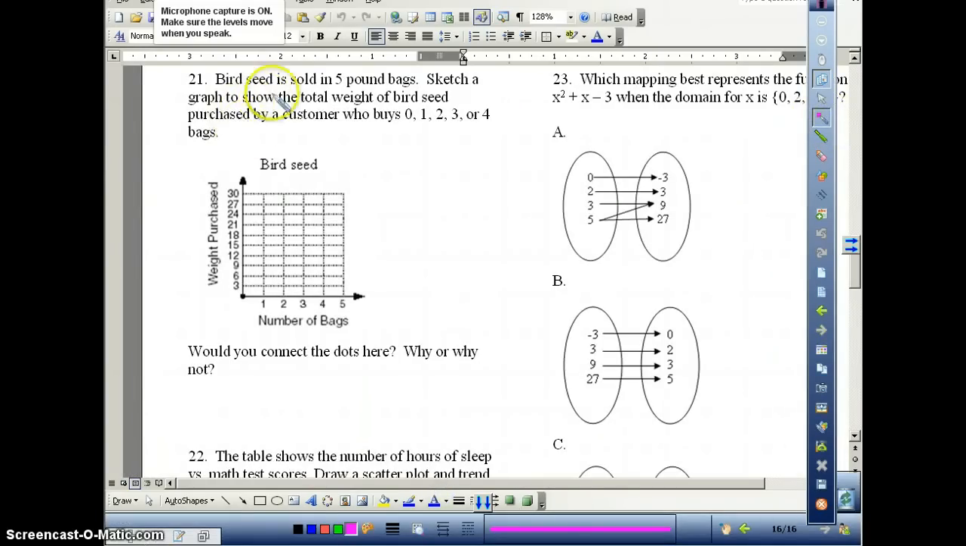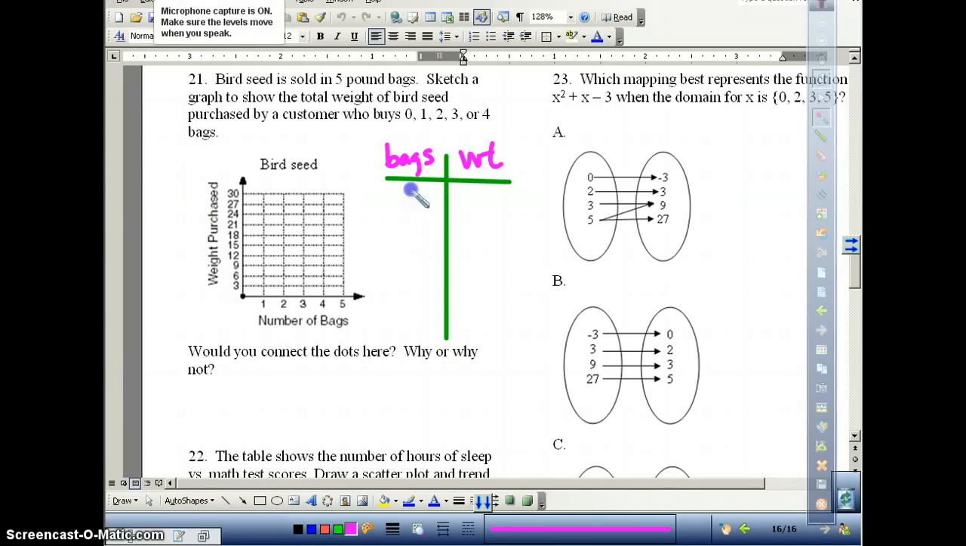Okay, birdseed is sold in 5-pound bags. Sketch a graph to show the total weight of birdseed purchased by a customer who buys 0, 1, 2, 3, or 4 bags. All right, I'm going to make myself a little table here. And this is going to be bags. And this is going to be total weight. 0 bags, 1 bag, 2 bags, 3 bags, 4 bags.